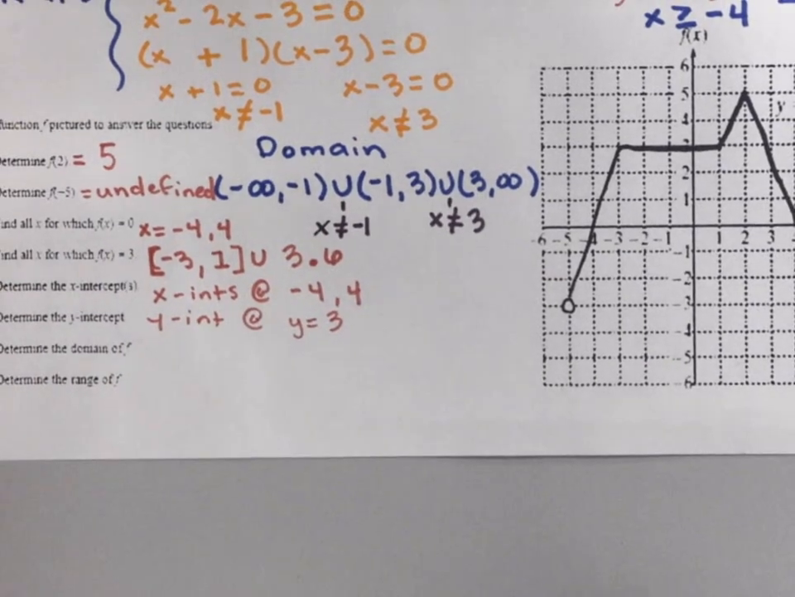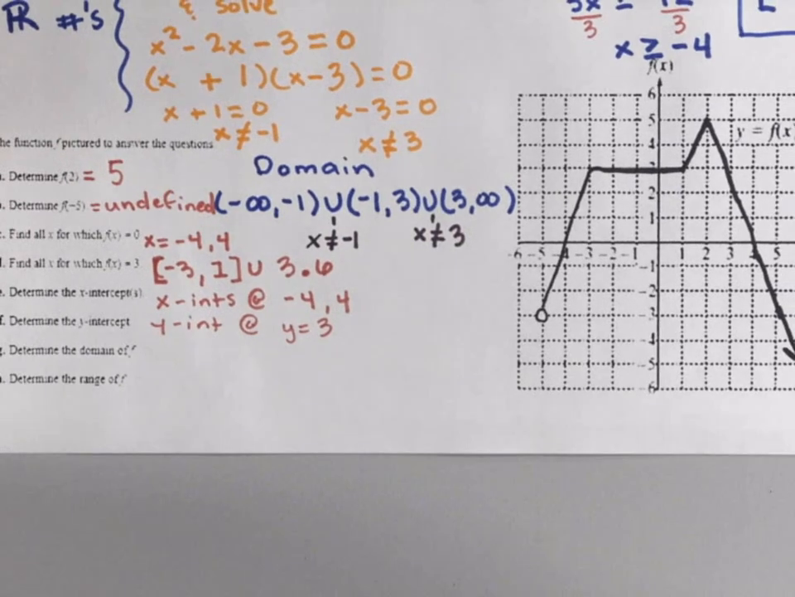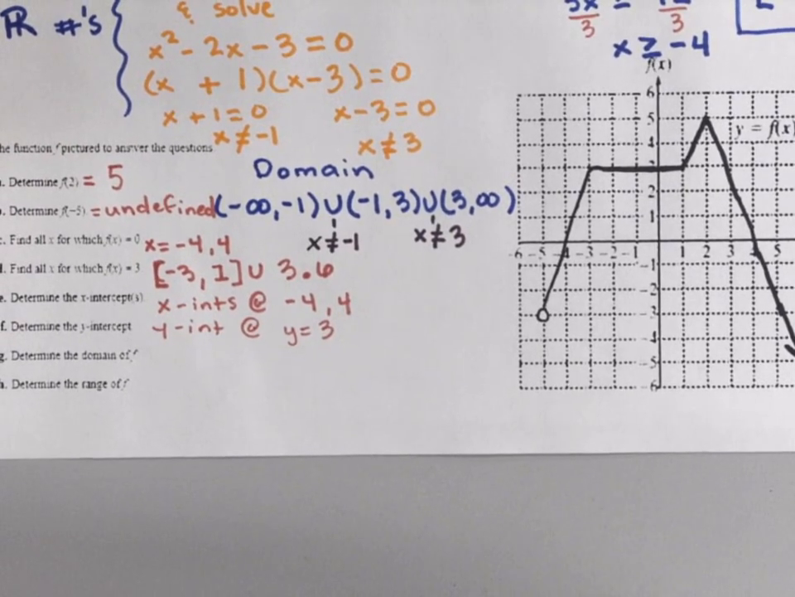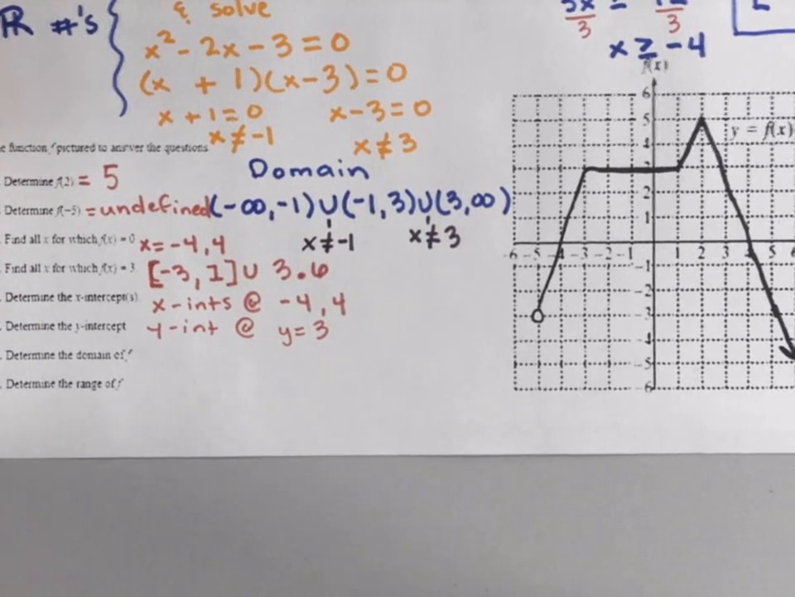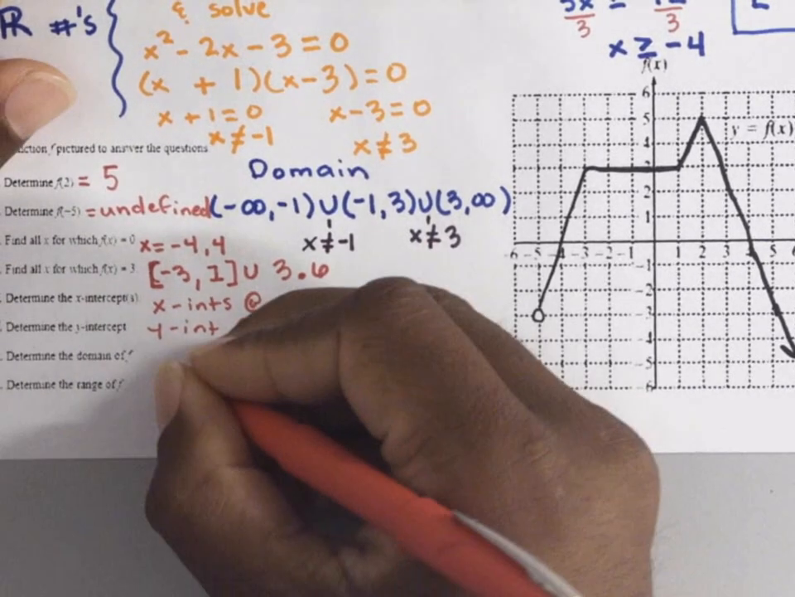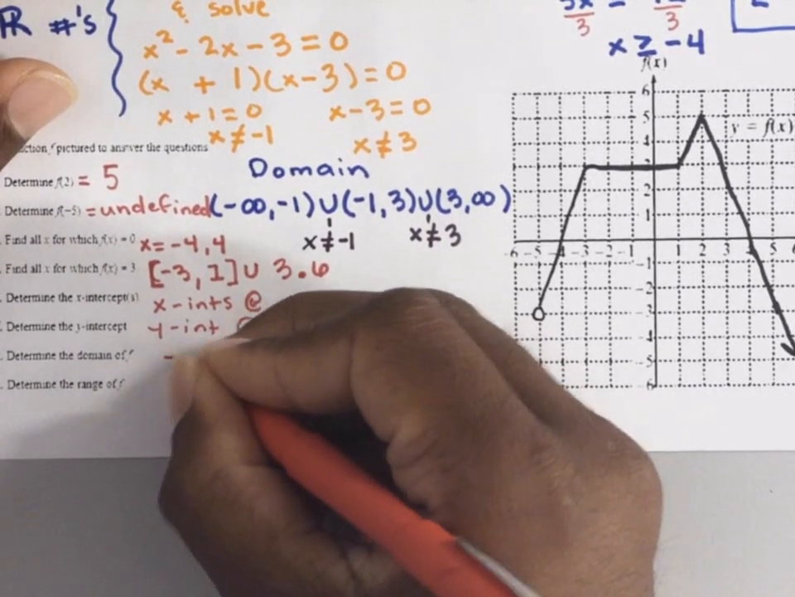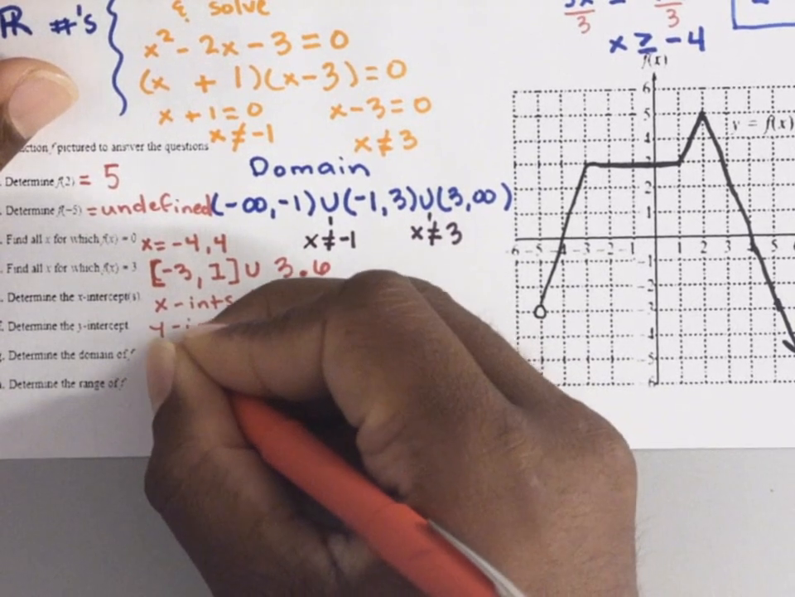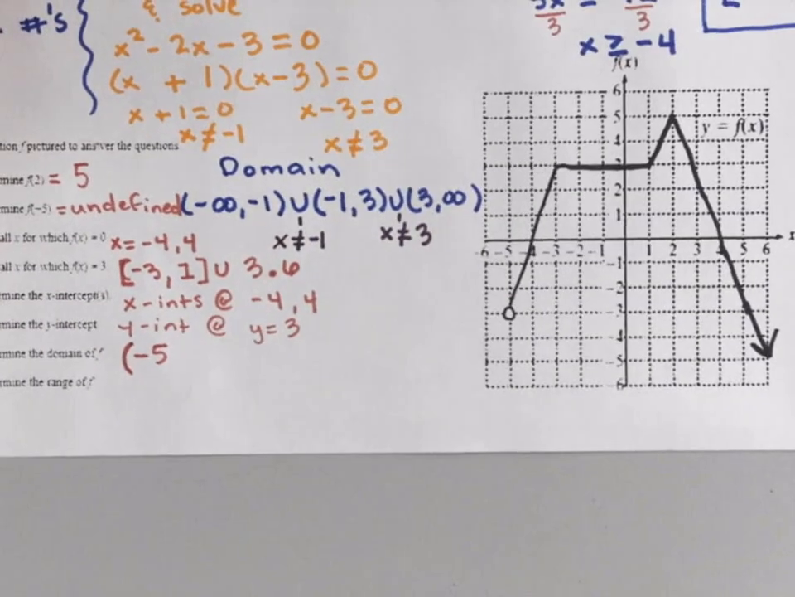Right, domain of f. What values are the domain? The x values. What will my lower limit be? What's happening as we go to the left? -5. Sounds good. Is that included? No. It is not, so I use a parentheses.